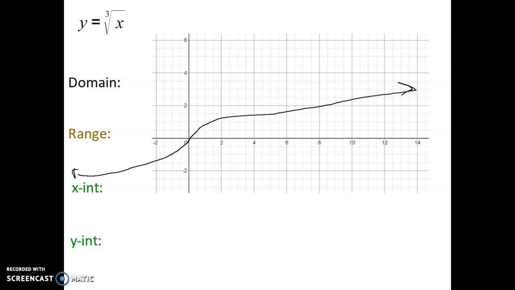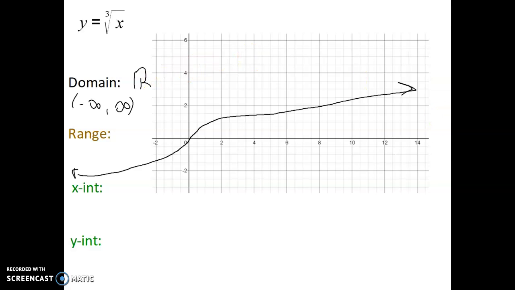Okay, so let's talk about domain. Domain is left to right, smallest to biggest on the x-axis. This arrow tells me it's going on and on forever left. This arrow tells me it's going on and on forever right. So our domain here, negative infinity to positive infinity, or all real numbers.